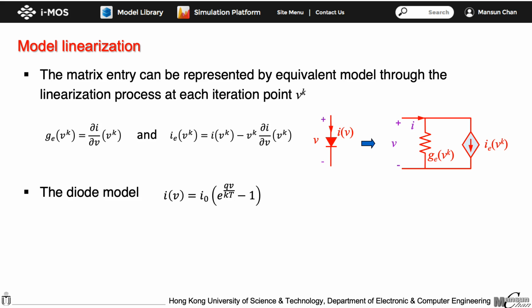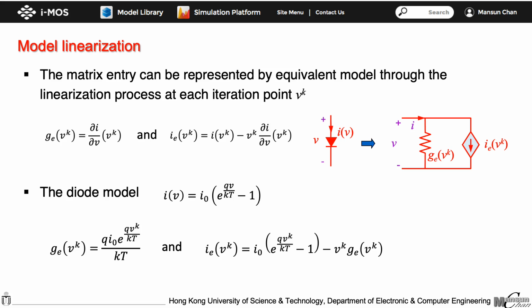As a real example, we can use the diode equations to construct the diode model. The diode equation is given here. Based on this equation, the equivalent conductance and the current of the voltage controlled current source are given here. These values can be directly entered to the Jacobian matrix representing the circuit.